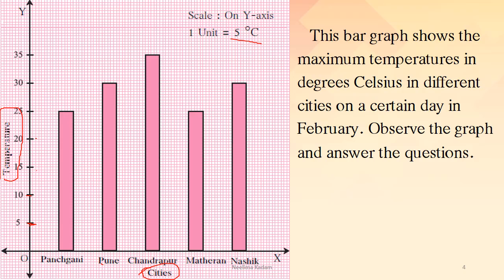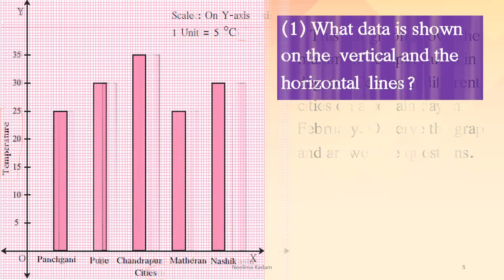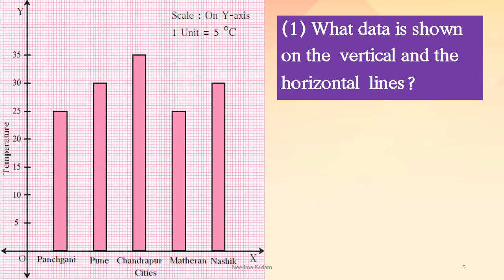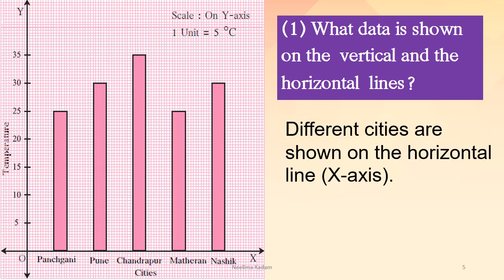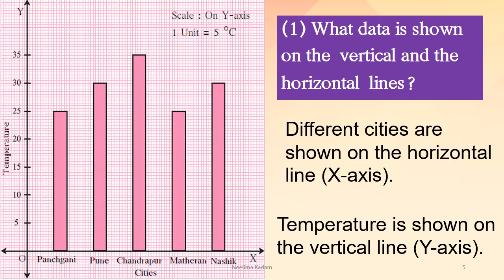Okay. Now, what data is shown on the vertical and the horizontal lines? What is the first question? What data is shown on the vertical and horizontal lines? So on the horizontal line, the names of the cities. Different cities are shown on the horizontal line. And on the vertical line, temperature is shown. Temperature in Celsius is shown on the vertical line.